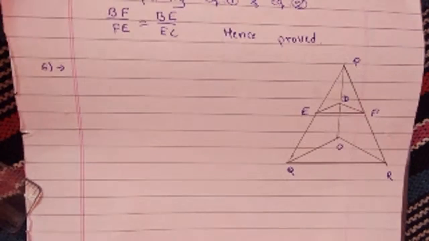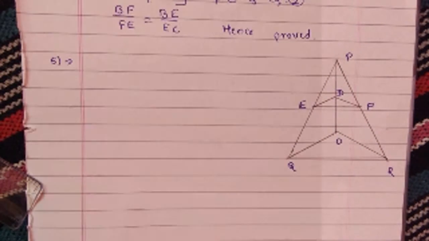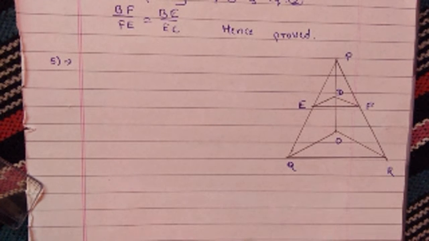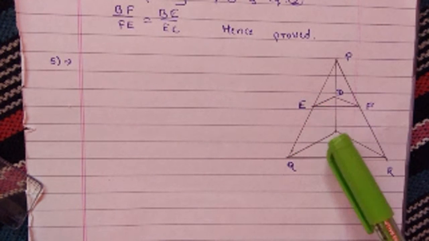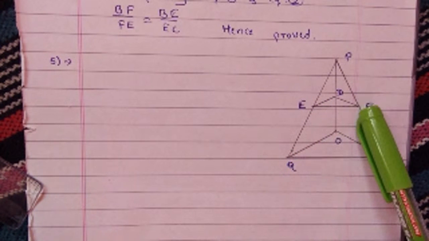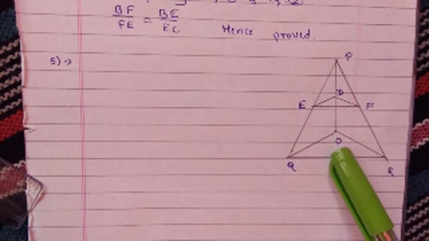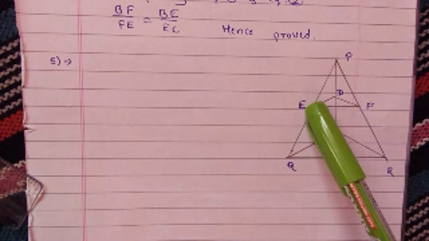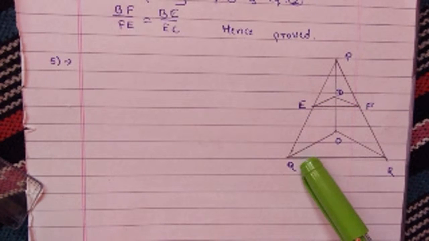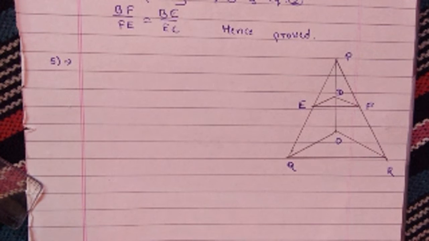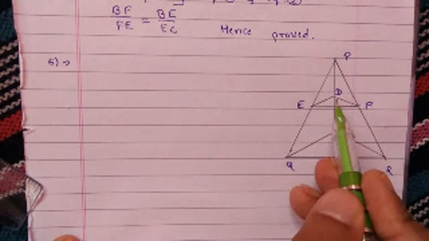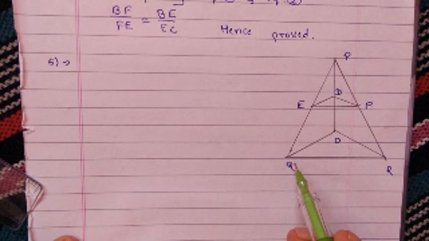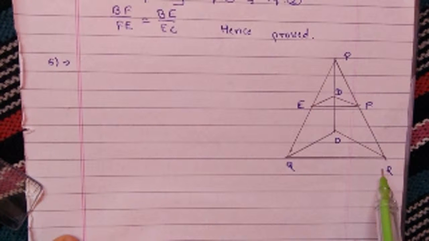Okay, now we have this problem in front of us. In the figure 2.20, that is this figure, DE is parallel to OQ, and DF is parallel to OR. Now we have to show EF is parallel to QR. So what are the given data? In this triangle, DE is parallel to OQ, that is given, and DF is parallel to OR, that is given. Now we have to prove EF is parallel to QR.